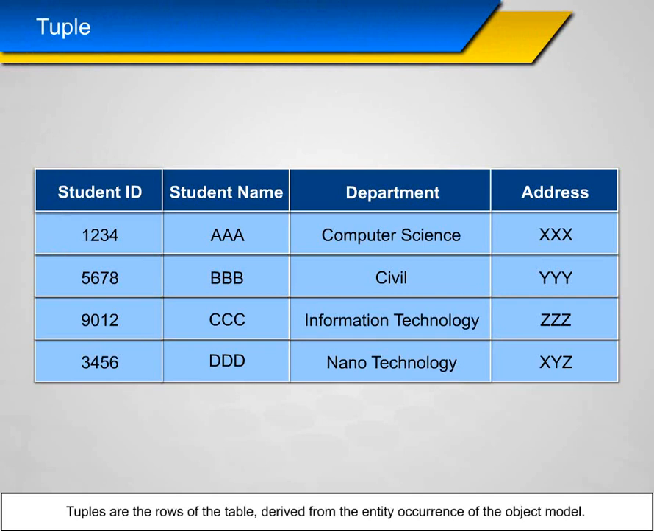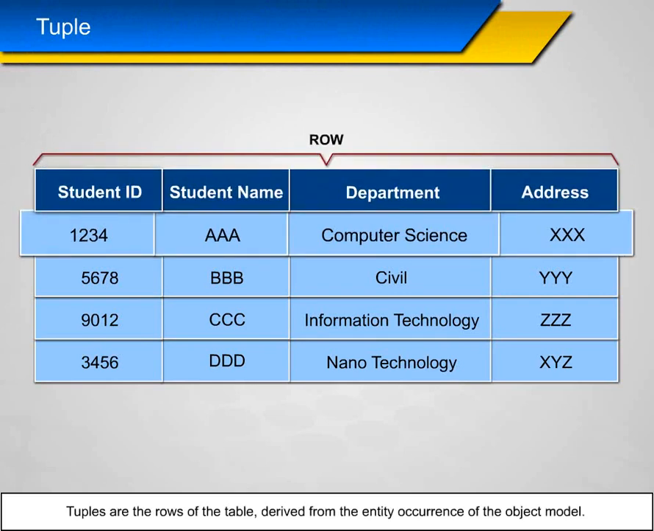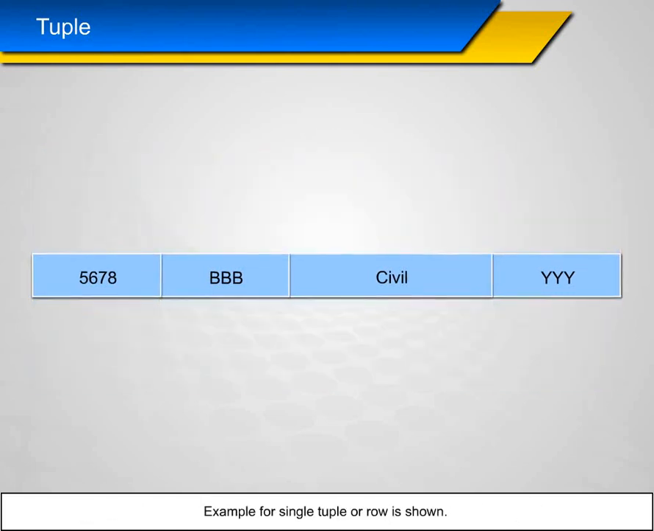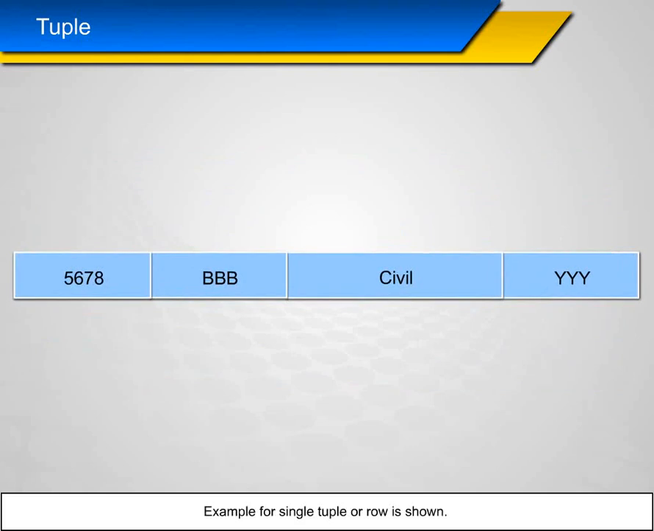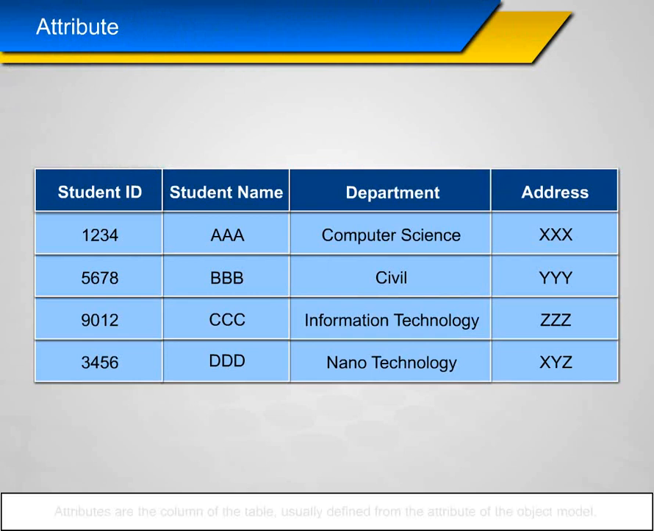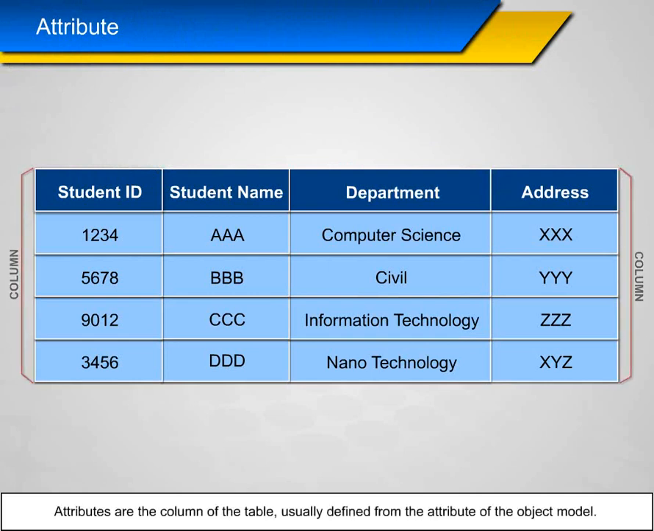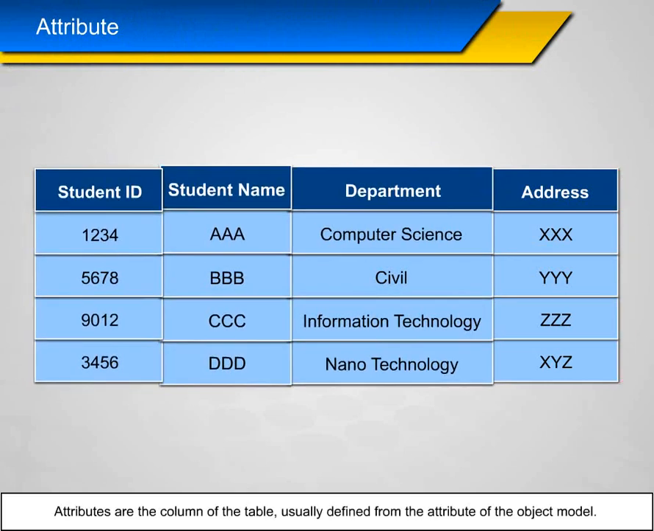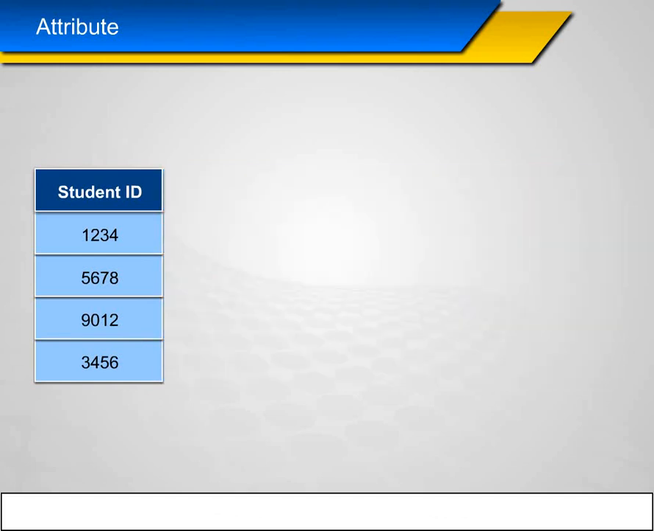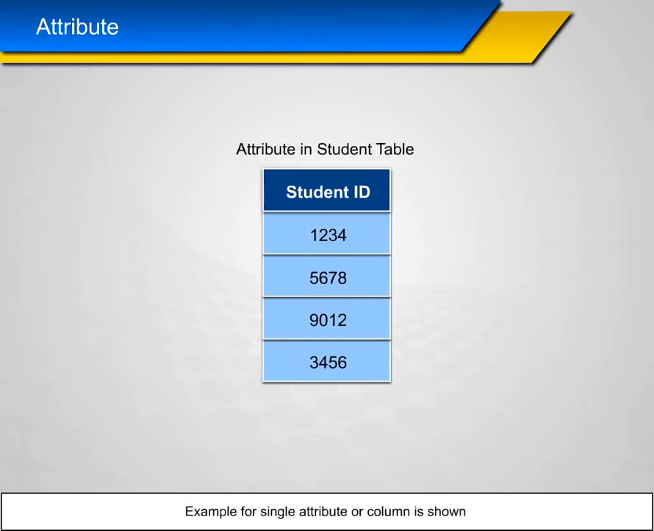Tuple. Tuples are the rows of the table derived from the entity occurrence of the object model. Example for single tuple or row is shown. Attribute. Attributes are the columns of the table usually defined from the attributes of the object model. Example for single attribute or column is shown.